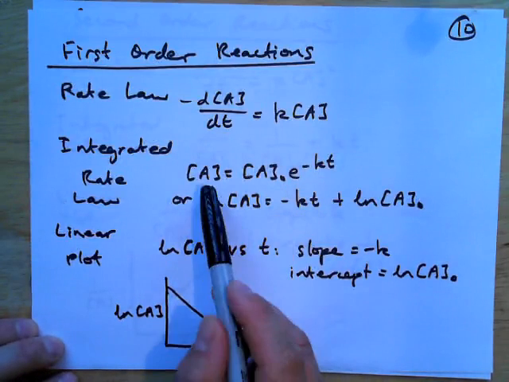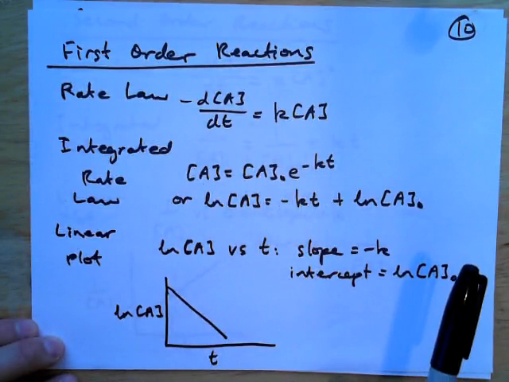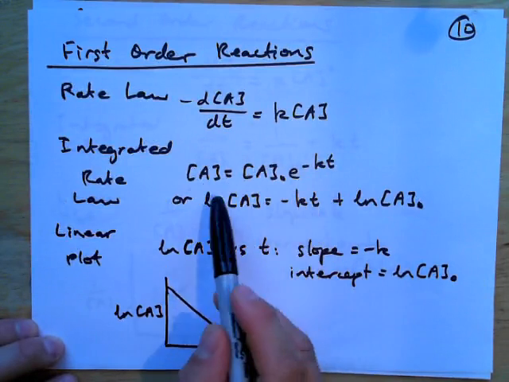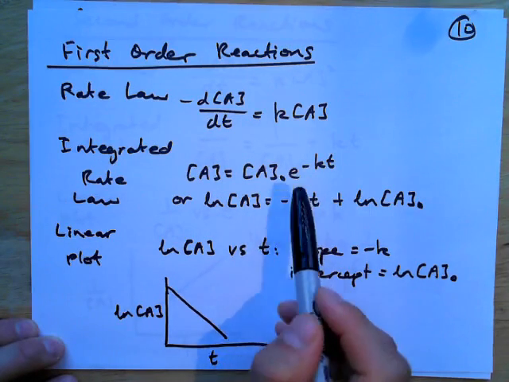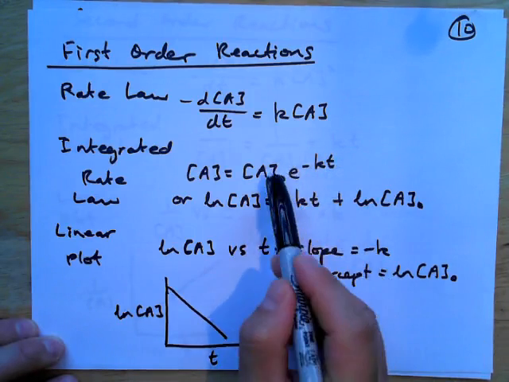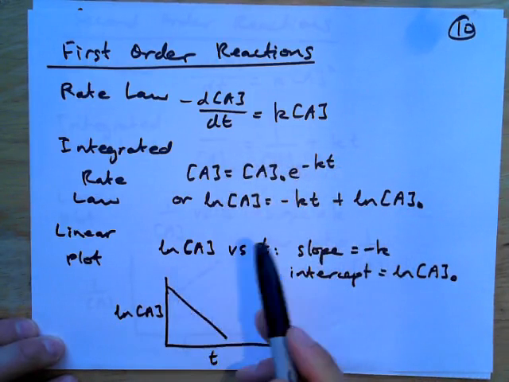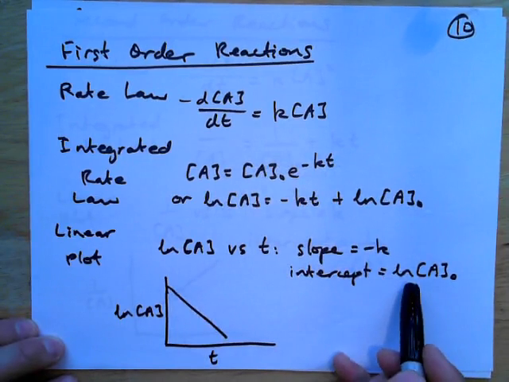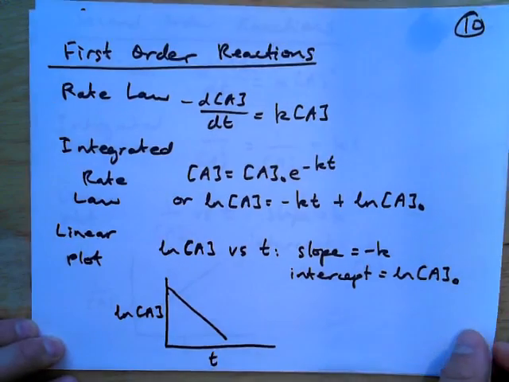Integrate this and you'll get concentration of A equals concentration of A naught, e to the minus kt. When you take the natural logs of this, you'll have natural log of A equals minus kt, because this e to the minus kt, when you take the natural log, would become minus kt. And then this part here becomes natural log of A naught. So a plot of natural log of A versus t will still give you a slope of minus k. But now you'll have an intercept of natural log of A naught. Okay, and again you'll have a plot that looks something like that.